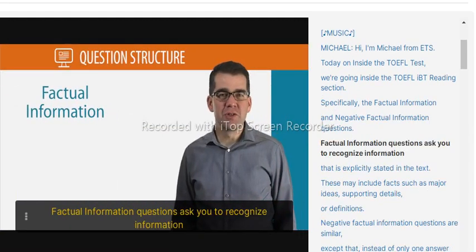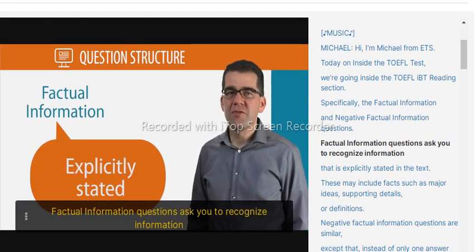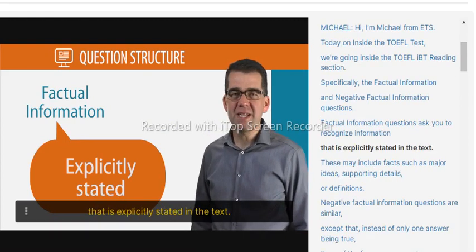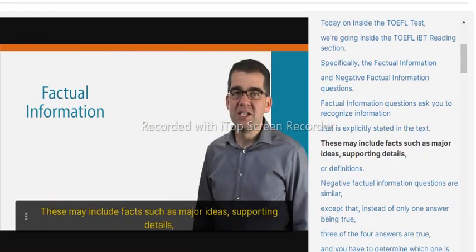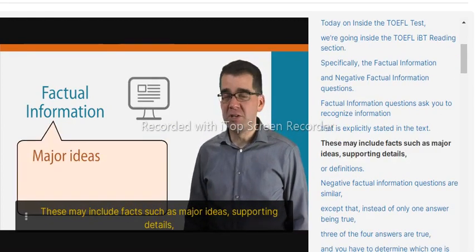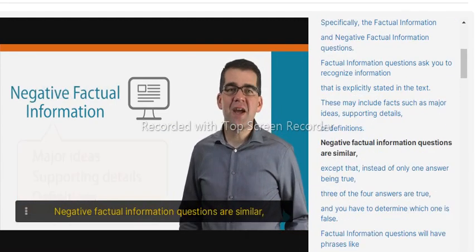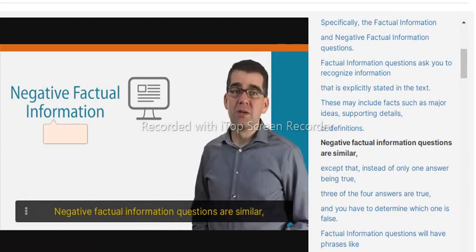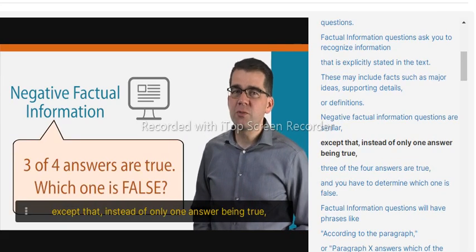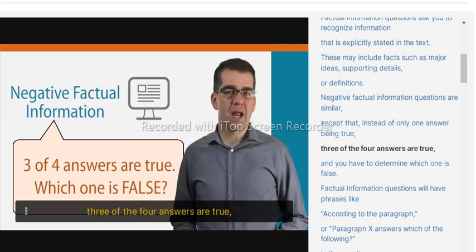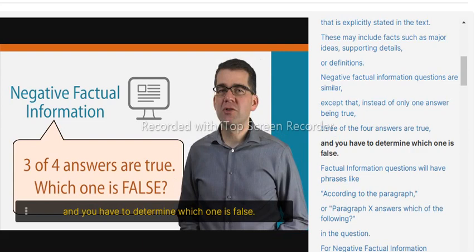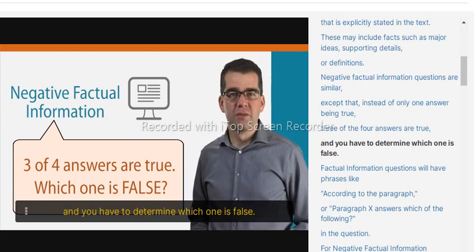Factual information questions ask you to recognize information that is explicitly stated in the text. These may include facts such as major ideas, supporting details, or definitions. Negative factual information questions are similar, except that instead of only one answer being true, 3 of the 4 answers are true, and you have to determine which one is false.